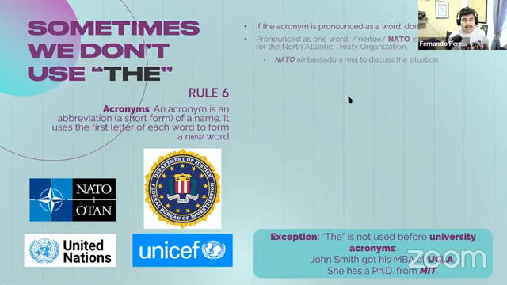The thing about acronyms is that we use the article only when the word is not pronounced as a single word. Let's say, in this case, NATO, standing for the North Atlantic Treaty Organization. When you pronounce the acronym, you don't say the NATO, because it has a specific name together. It's NATO. So when the acronym is pronounced as a word, you don't say the.